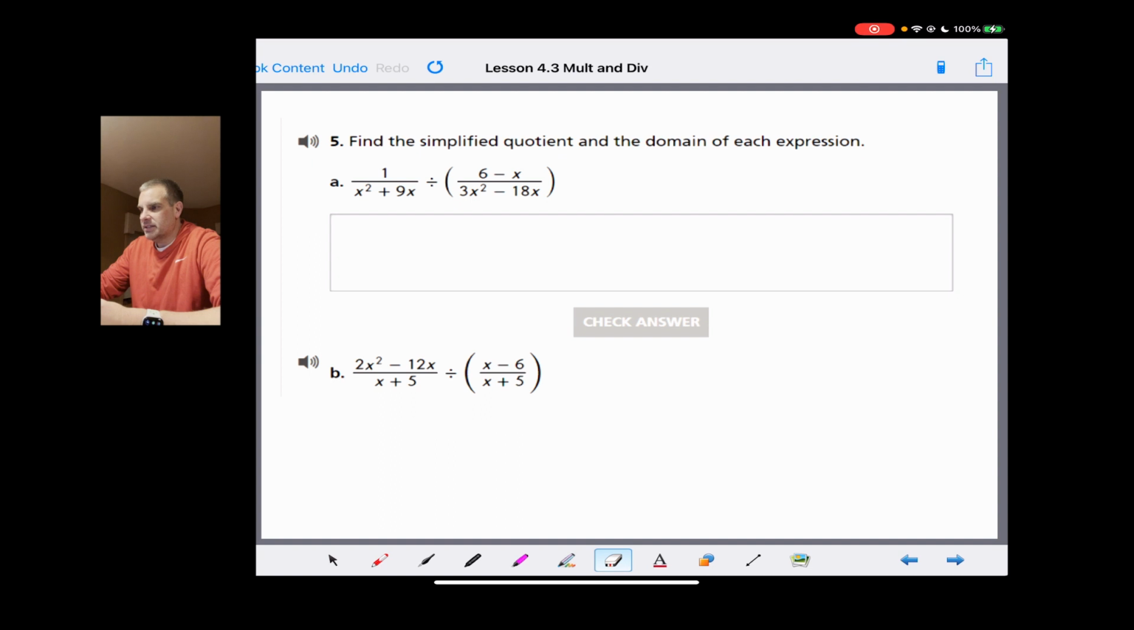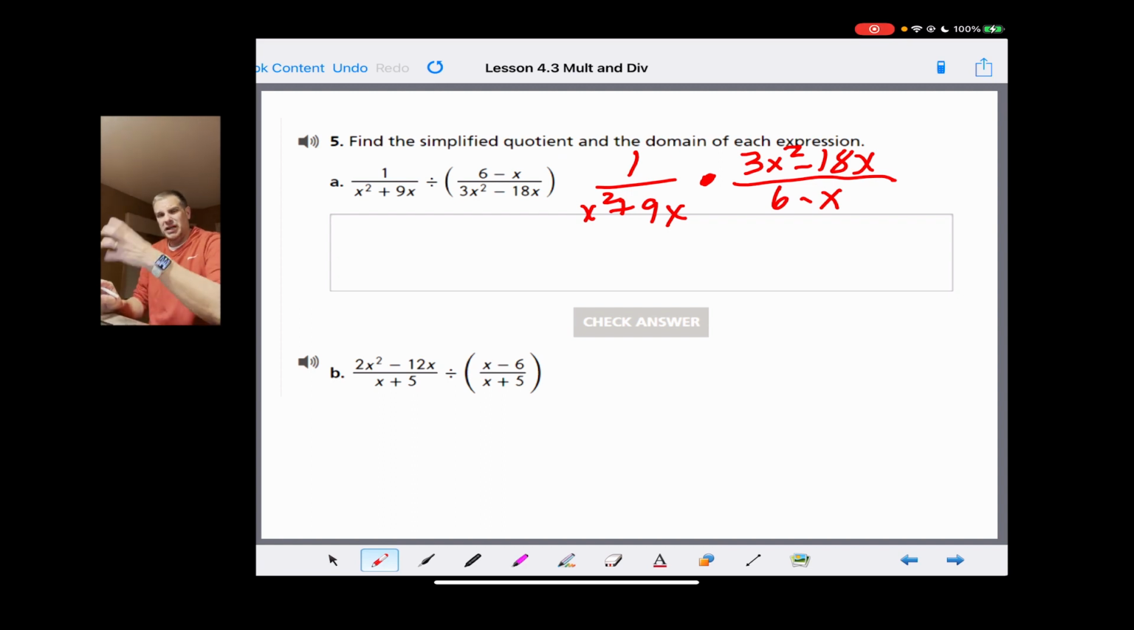We can rewrite this, and you should rewrite this as 1 over x squared plus 9x. And if you wanted to factor that right away, you could have. But we're going to change the division to multiplication, and then this is going to become 3x squared minus 18x over 6 minus x. So you multiply by the reciprocal. So we flipped that second part. Now we can go ahead and do the factoring pieces that we need to do.